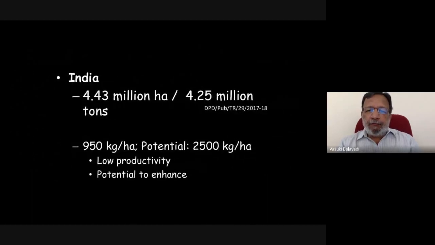Now, in India, we have 4.43 million hectares, and we produce about 4.25 million tons. Okay, the total production is about 4.25 million tons from 4.43 million hectares. Now, the productivity is 950 kgs per hectare, which is low. Actually, the productivity is low because the potentiality for producing is up to 2,500 kg per hectare. Now, there is a potentiality to enhance.